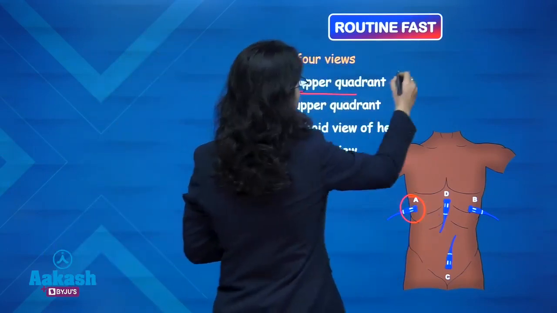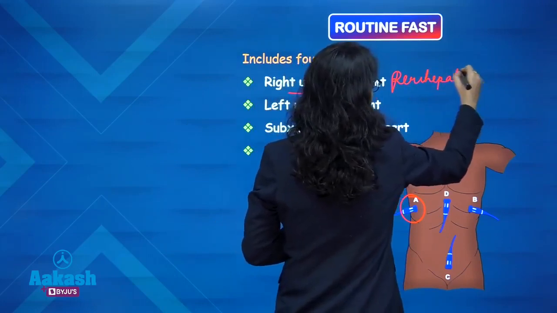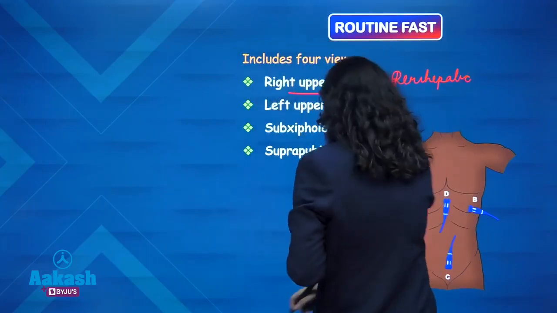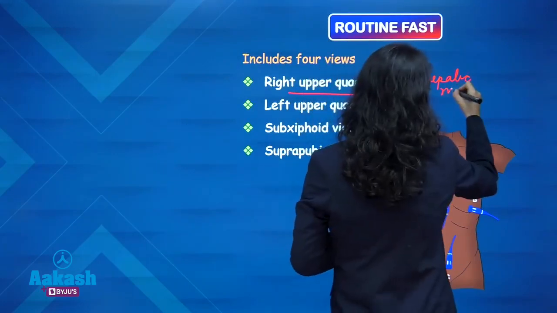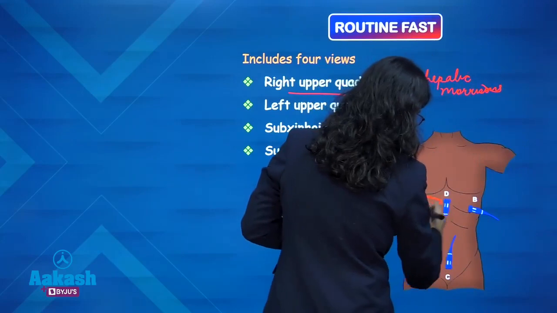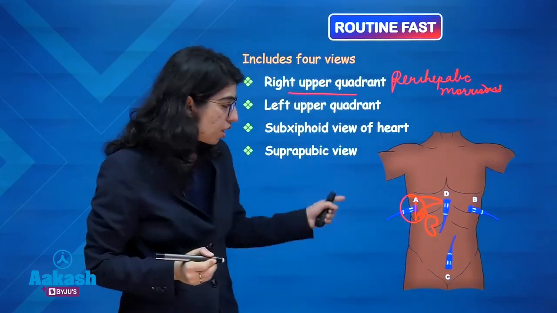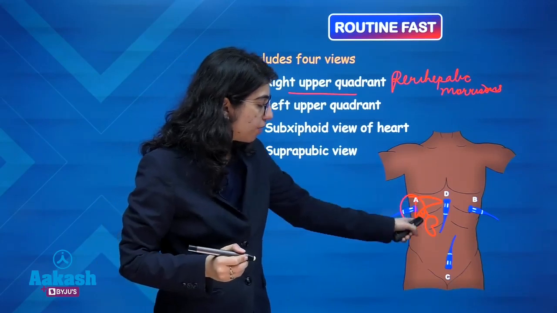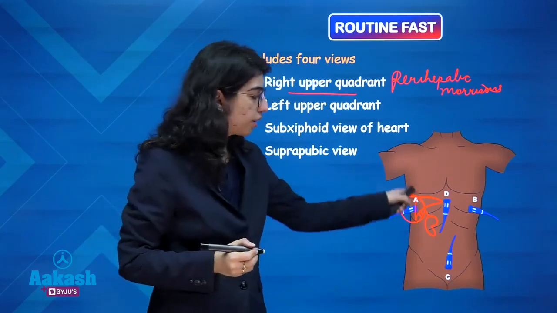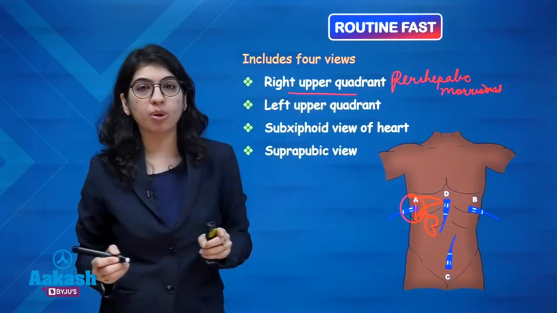In the right upper quadrant, that is your perihepatic view, that will give you the view of the liver, and this is also basically called the Morrison's pouch view, because if there is a liver over here, there is a kidney over here, so this is the hepatorenal pouch or the Morrison's pouch. So keeping the probe here, you can see the liver, you can look at the right kidney, you can look at the hepatorenal pouch. So Morrison's pouch view, perihepatic view, right upper quadrant view.